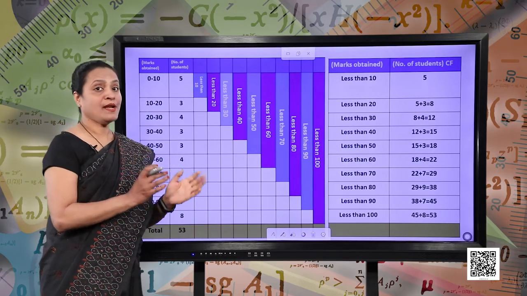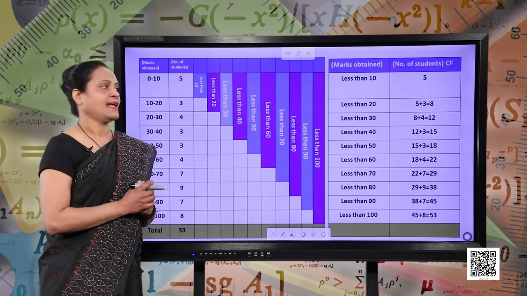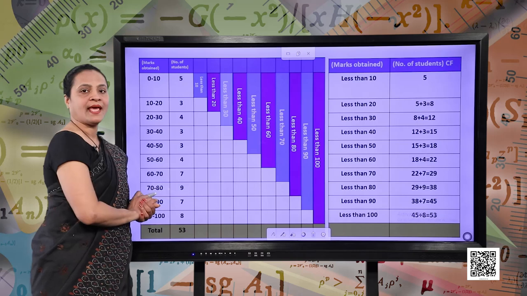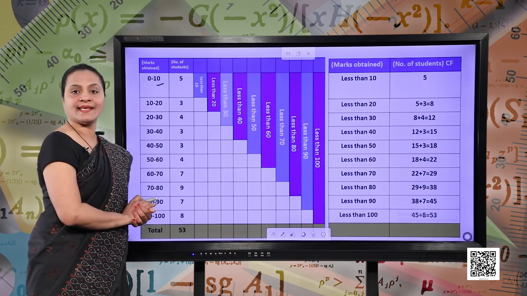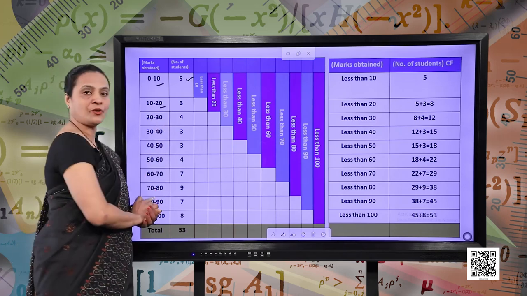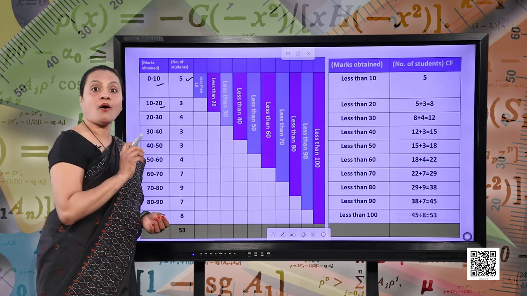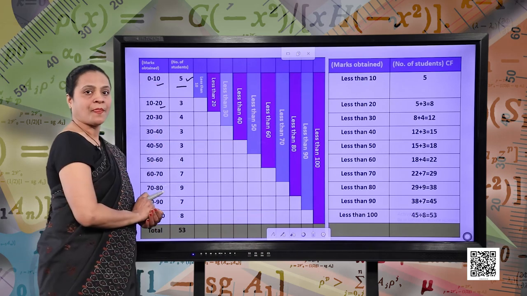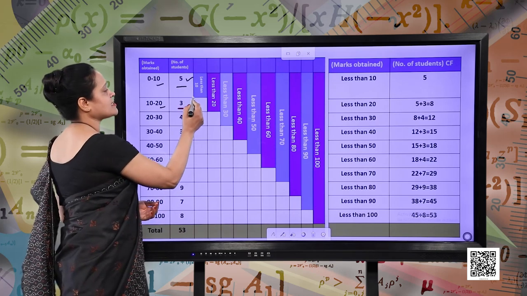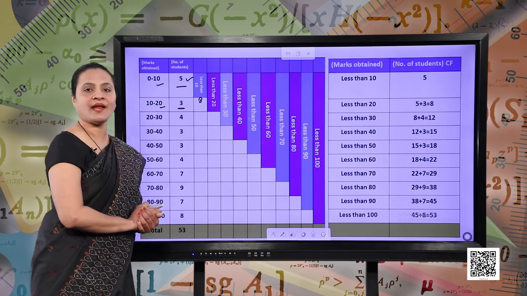To find the middlemost observation, we first form a less than type cumulative frequency distribution table. For that, how do we do it? Let us look at this image. You have 5 students scoring marks from 0 to 10. If I ask you, how many students have scored marks less than 10? What will be your answer? 5. Then, how many students have scored marks less than 20? The number of students scoring marks less than 20 includes all the students who have scored marks from 0 to 10 as well as the students who have scored marks from 10 to 20. So, the total will be 5 plus 3, that is 8 students. There are 8 students who have scored marks less than 20.